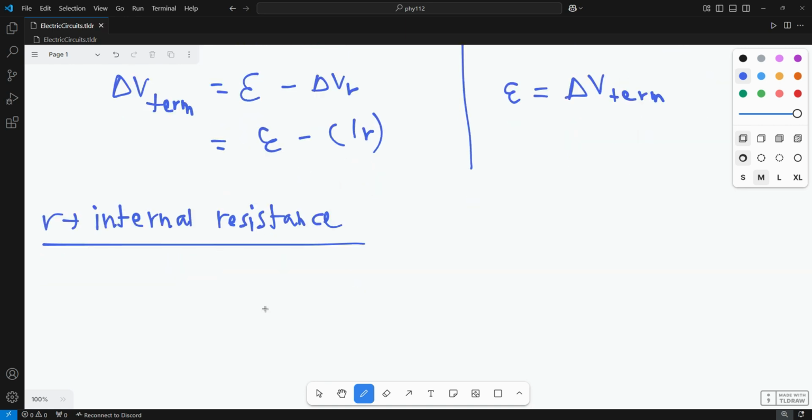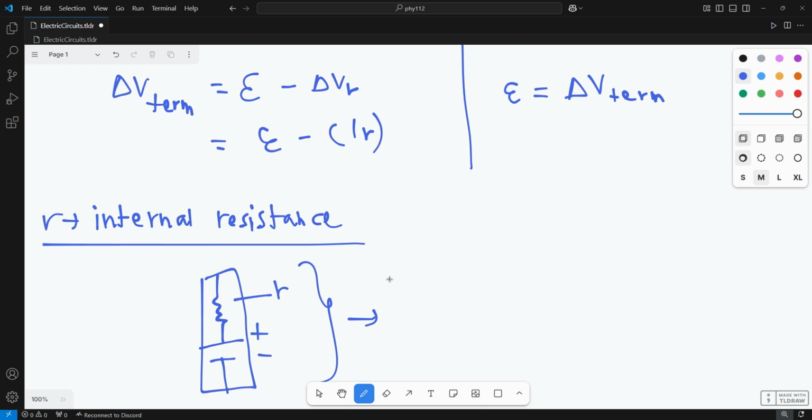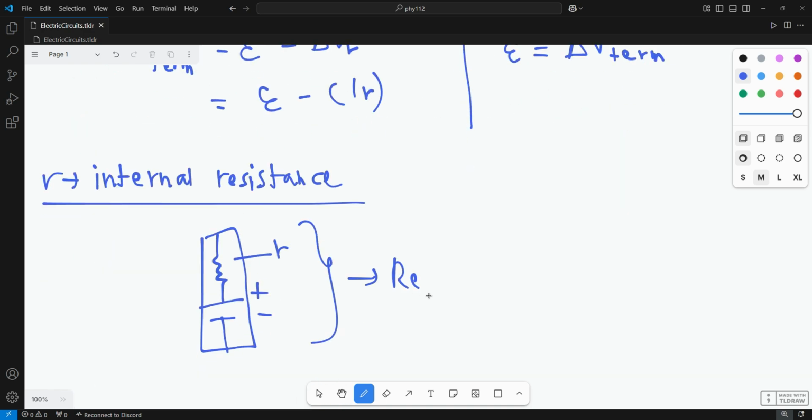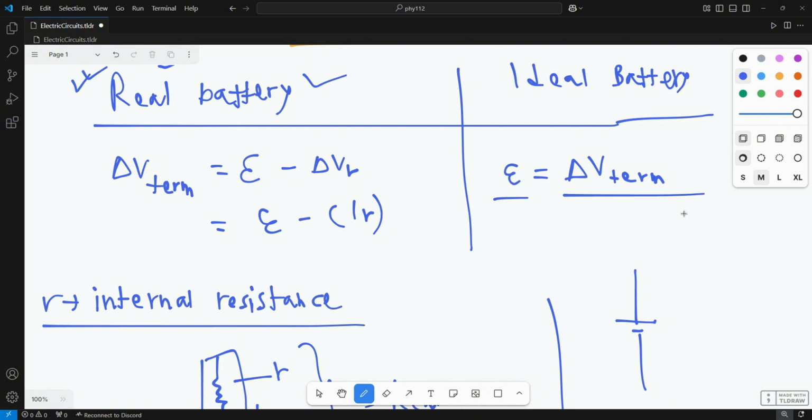So let me just quickly show a diagram. Let's suppose this is a battery, and this is an internal resistance inside the battery, this is the positive terminal and this is the negative terminal. This is like a figure of a real battery. And for an ideal battery, we can just express it as a positive terminal and a negative terminal. There is no internal resistance, which means the EMF is always equal to the potential difference between the terminals.